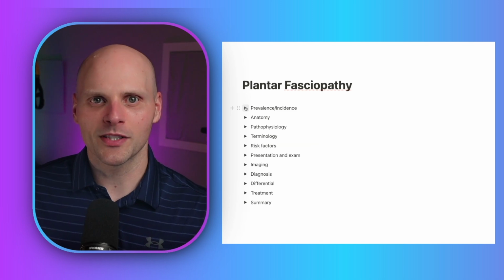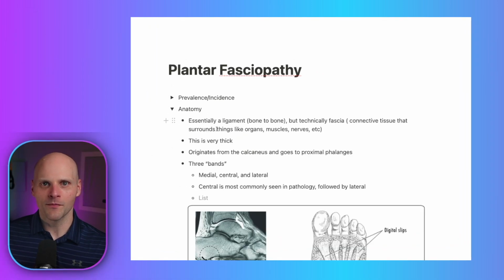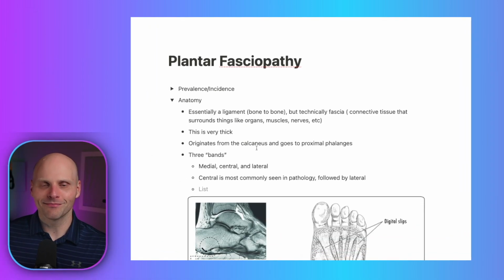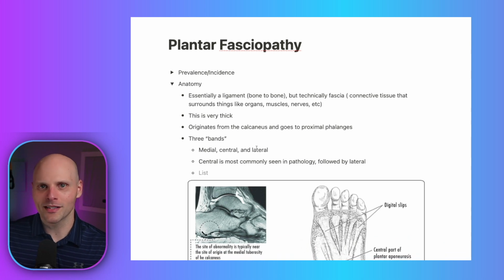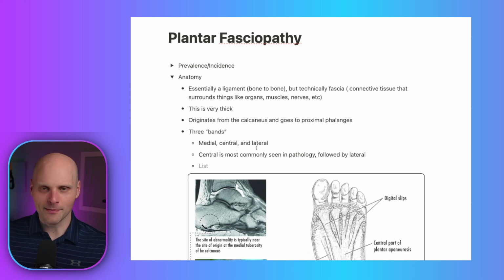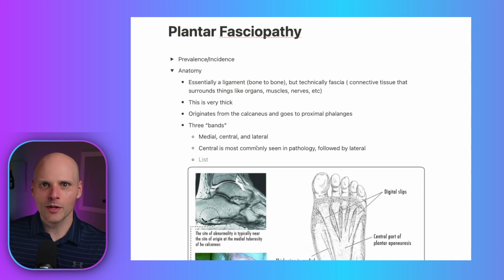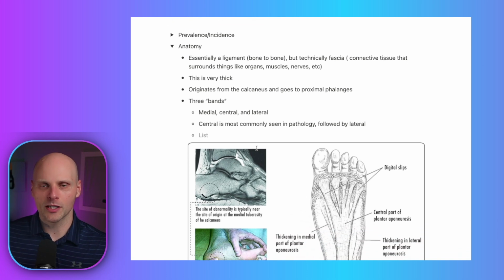Let's move on then to some anatomy. And here, essentially, this is a ligament. Technically it's going bone to bone, but it's technically fascia, which is a connective tissue that surrounds multiple things in the body, like our organs, muscles, nerves, and also here can provide some support and structure as well. It's a very thick structure. And it originates from the calcaneus, the heel bone, and then goes to the proximal phalanges of the toes. And there's 3 main bands.